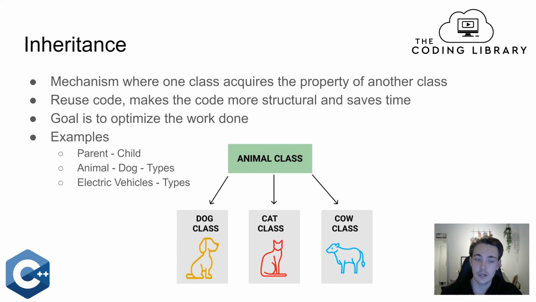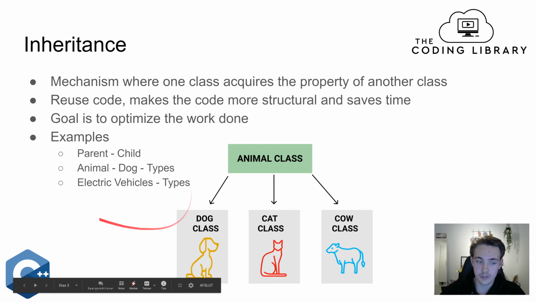It is really good inside of object-oriented programming, and it all fits together. The goal is to optimize the work done, so inheritance makes the code more structured, and we don't have to type the data for every class we have. Let's say we have 100 different animals. It would take a lot of time to write member variables and member functions for all of those classes individually, whereas we could have one animal class, and all the subclasses could inherit from that superclass and get the same properties as their superclass.